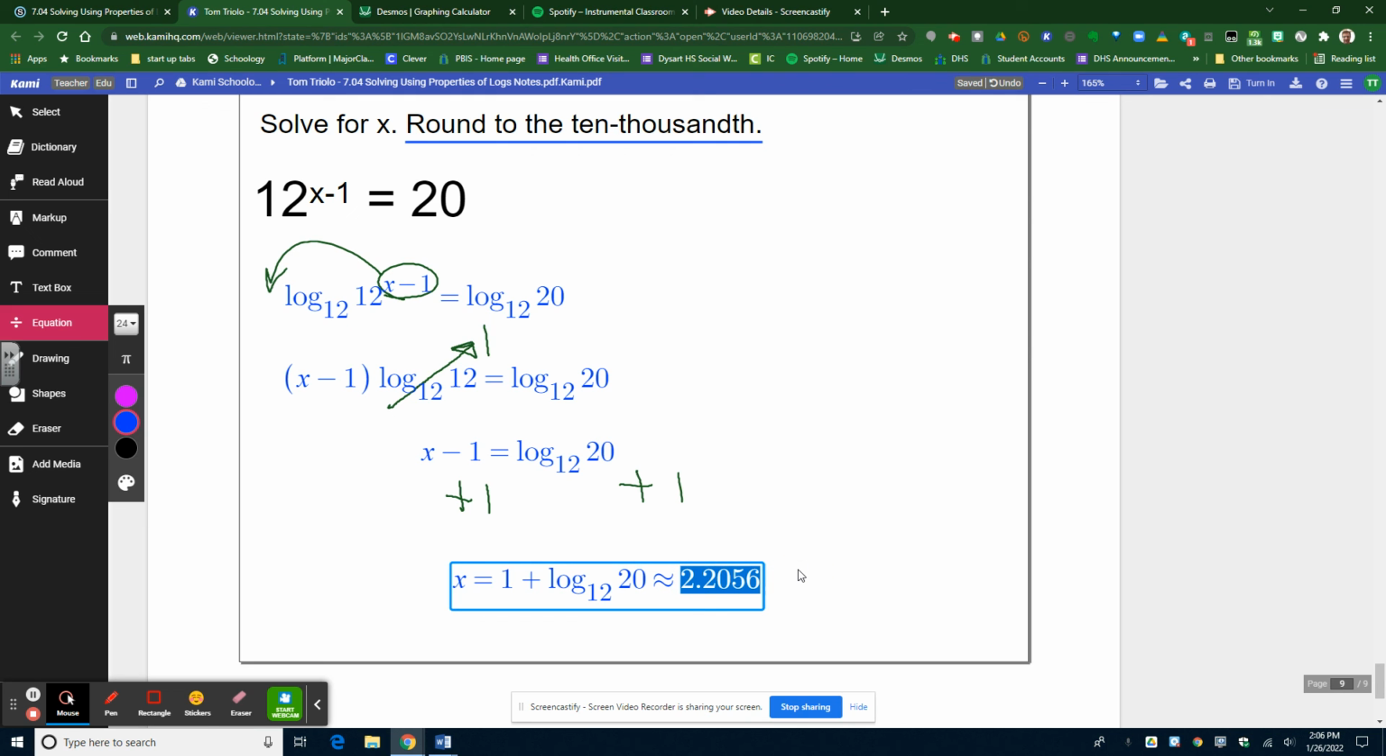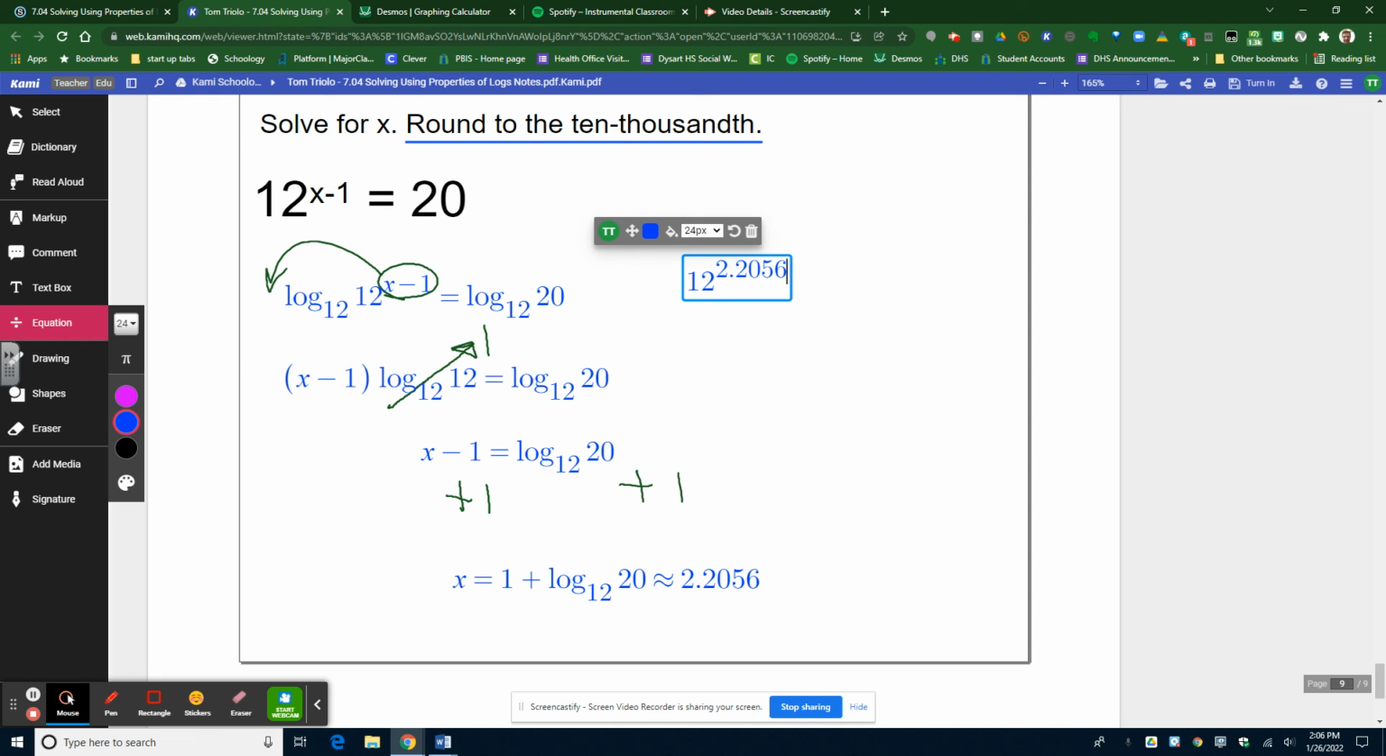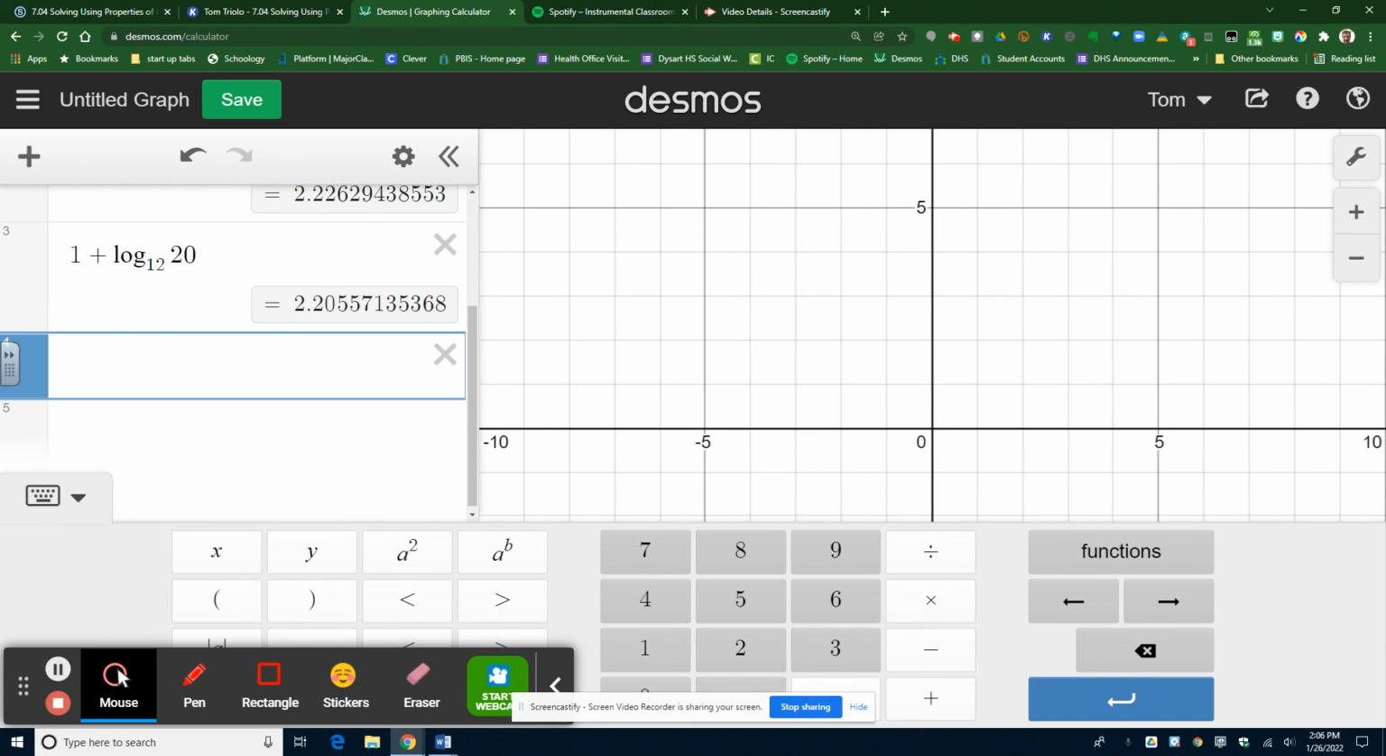So 12 to the power of. Do you remember how that doesn't work so well in Desmos, but it works fine here? So I'm going to do it here. Paste, minus 1, and then Control-A, Control-C. This is why I don't have to worry about making parentheses and stuff. That's pretty close to 20.